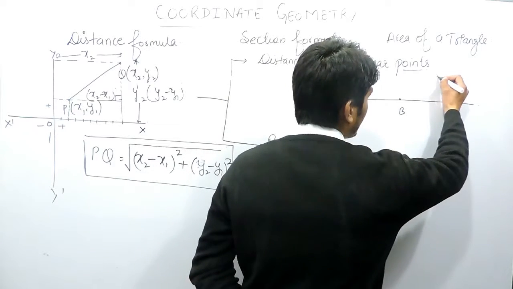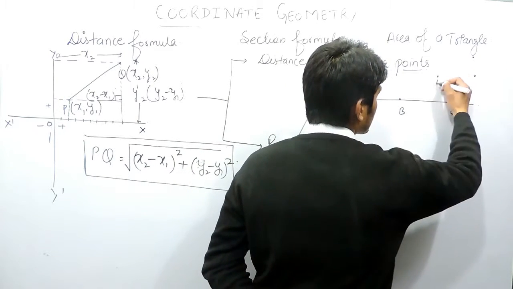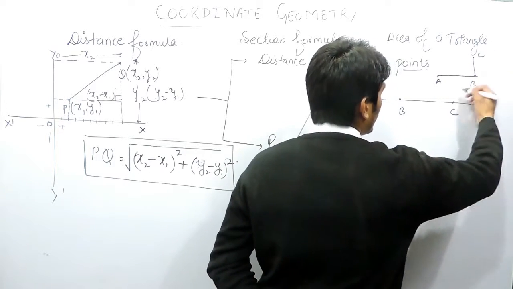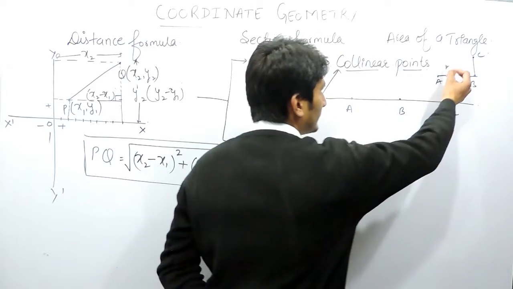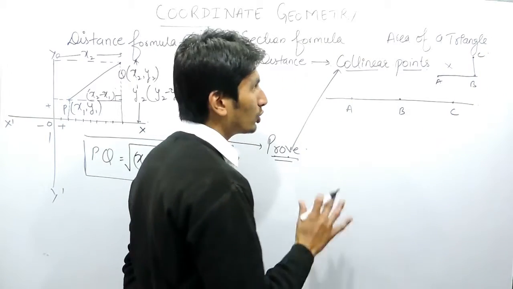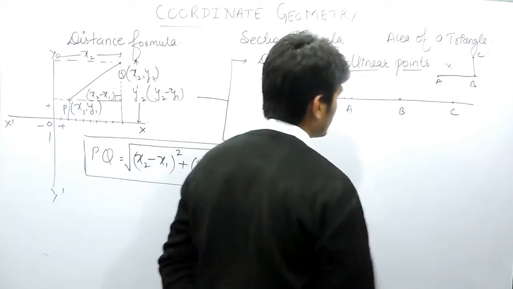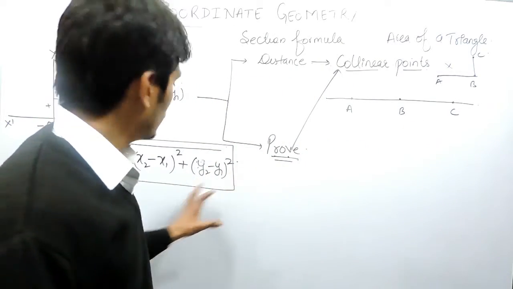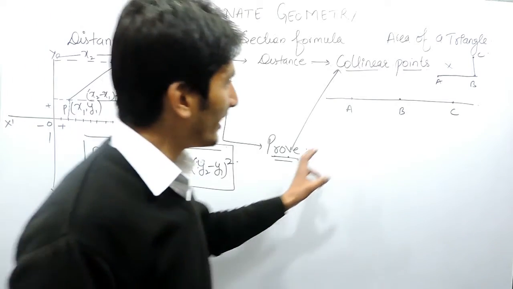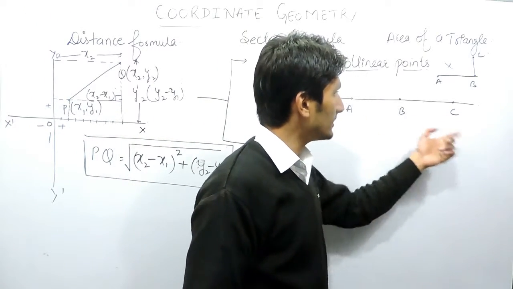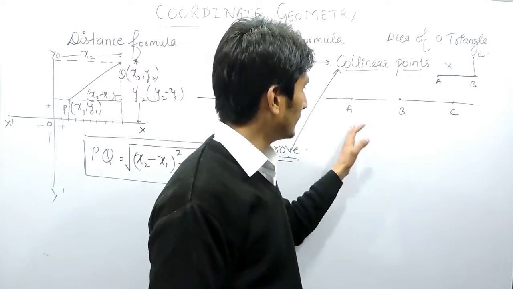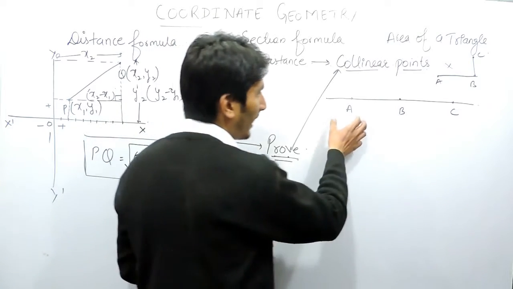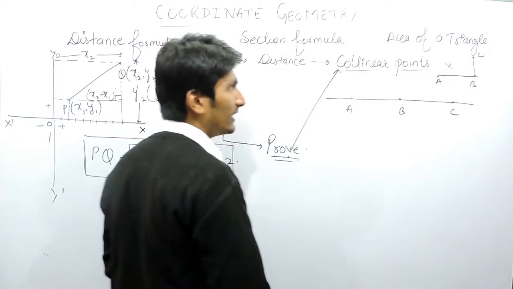If I'm saying that A, B and C are 3 points which are not on a straight line, then these are considered non-collinear points. So these are the collinear points. Now, in distance formula, in proving, you may be asked to find whether A, B, C 3 points are collinear or not. The coordinates of these points will be given to you, and you would be asked to prove whether these are collinear or not.